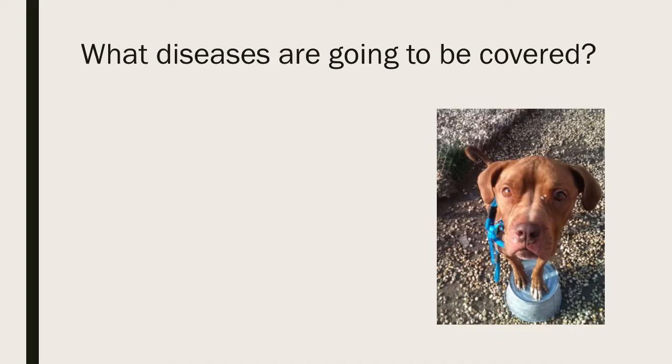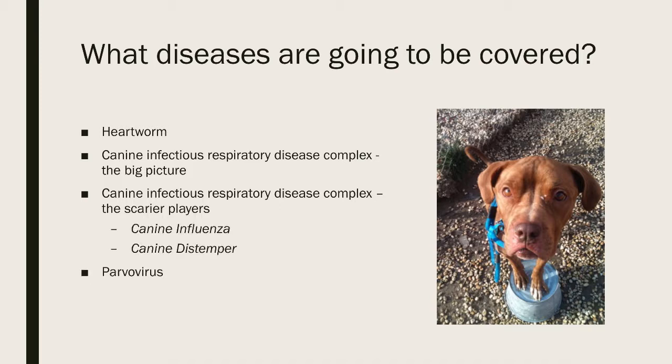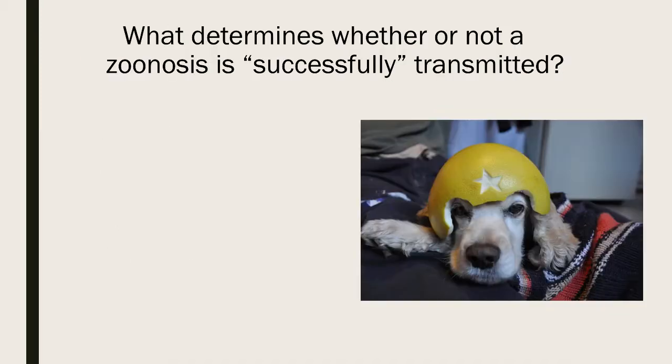So what diseases are we going to cover today? We're going to start with heartworm disease, which is a contagious illness, but not in the way in which you would think normal infectious diseases occur. We're going to talk about canine infectious respiratory disease complex, the big picture and the main players, the more mild to moderate disease processes. Then we'll talk about the scarier players, the two biggies: canine influenza and canine distemper. And we're going to finish up with another big baddie in shelters that isn't super common, but you do see upon occasion: parvovirus.